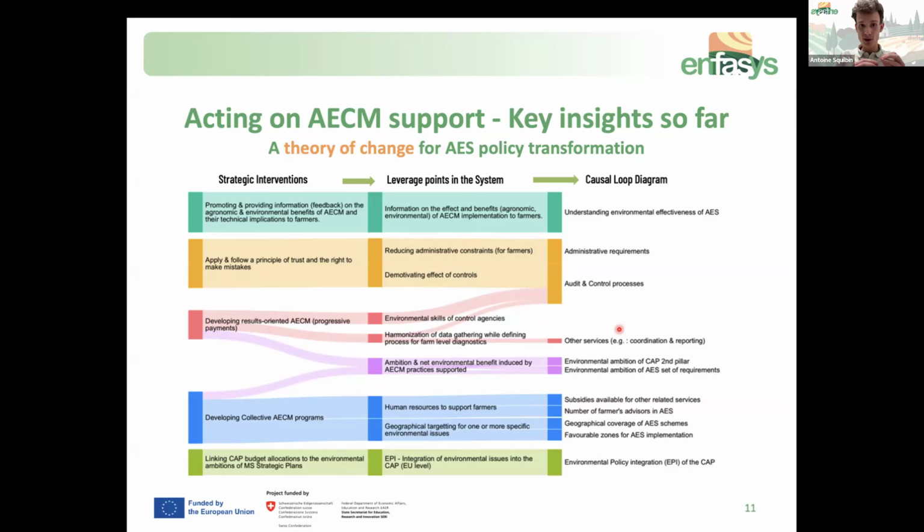Then we have some mixed transition between, for instance, the result-oriented schemes in red. As you may see, they are related to the need of higher environmental skills of control agencies, and also the need of harmonization in data gathering, and so the accountability of progress made at farm level. And they contribute to different items in the causal loop diagram. And it's the same, in fact, for collective ACM programs, which are targeting the need for human resource to go with farmers and to help them implement those measures, but also the need for a better geographical targeting of specific issues at sub-territorial level. And finally, we have also this policy idea of linking the allocation of CAP budget towards the ambition of the schemes that are proposed to farmers.